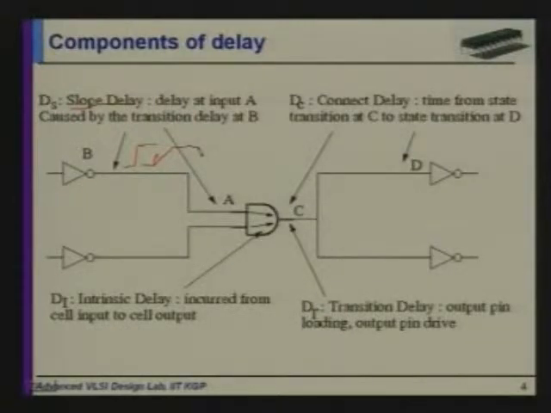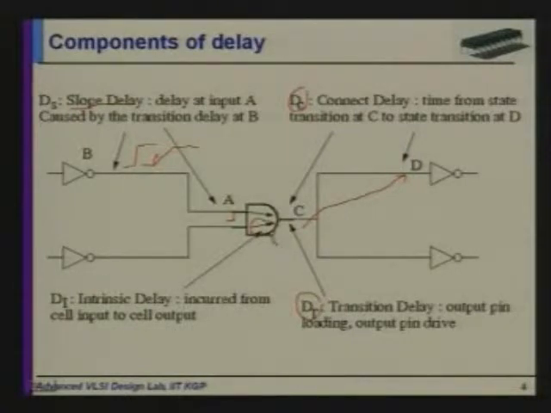So this is called the slope delay. Here, this is an intrinsic delay of the gate that is inherent within the gate, and this connect delay is C to D, that is, the time to propagate a transition from C to D. The transition delay is, suppose there is a transition here. So this transition takes place within the various gates. Finally the output has to stabilize, that is called the transition delay.